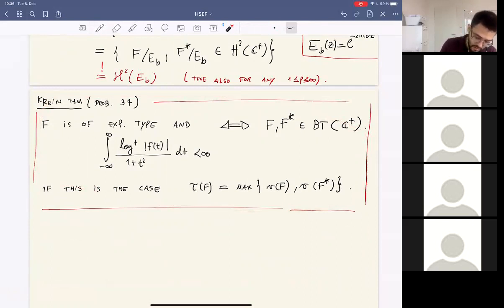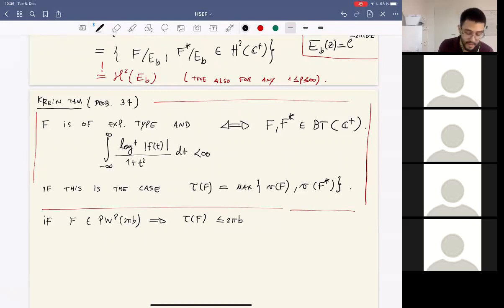Okay, so suppose f belongs to the Paley-Wiener space, let's say P2 pi B. That implies a bunch of things, but one thing is that it has exponential type, obviously, less than or equal to 2 pi b. And also, since it's L^p on the line, it will also imply, this is easy to show, that the log plus integrates against this. I mean, the function is L^p on the line, so this integral will definitely converge. Taking the log is an overkill. We could even drop the log plus here.